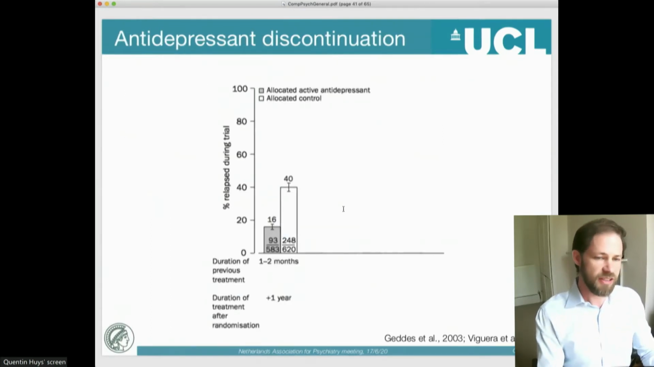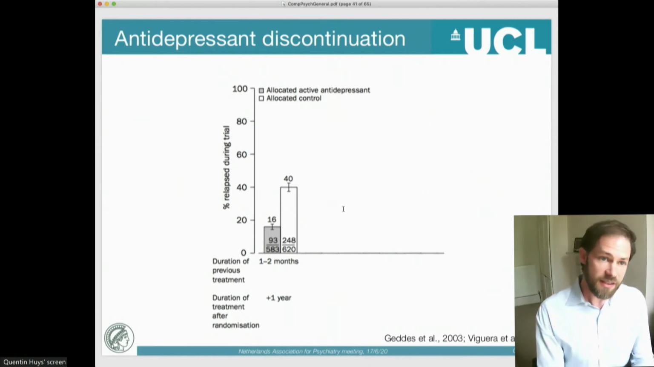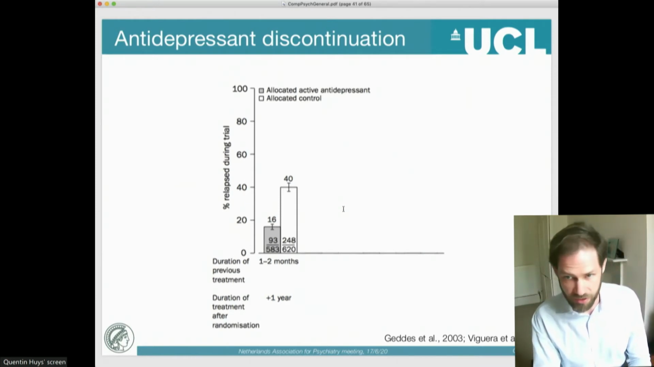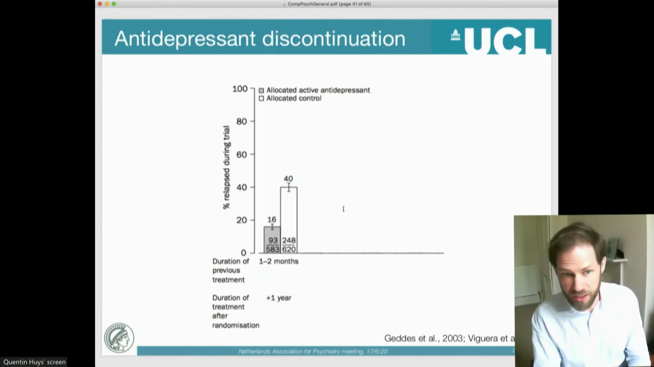Okay, so then I'd like to move to a second example, which is more clinically applied and was already alluded to in the very generous introduction that I was given. And that relates to antidepressant discontinuation. So we all know that antidepressants are effective for the treatment of major depressive disorder. They are, however, also strikingly effective at preventing relapses.